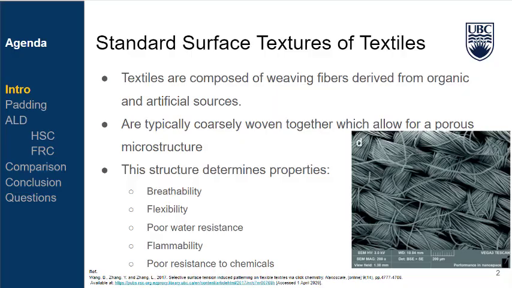First, a little background about modern day textiles. Textiles are made from woven organic or synthetic fibers that make up a wide variety of fabrics. This coarse weave produces a porous coarse microstructure as seen in the photo to your right. This structure is responsible for the fabric's optimal performance in breathability and flexibility, while its large pores and gaps produce poor water resistance and resistance to chemicals and combustion.